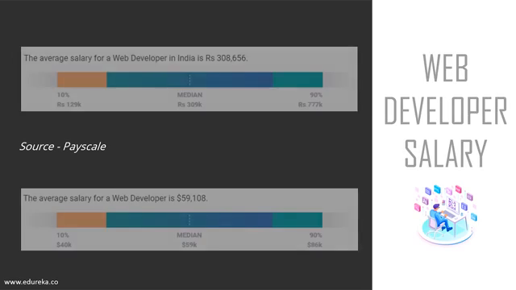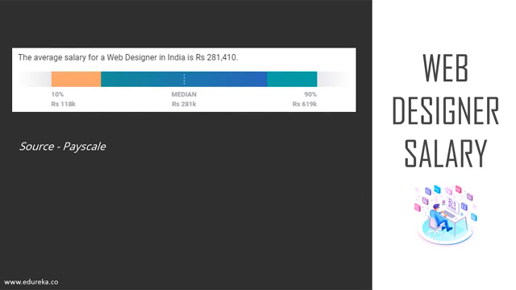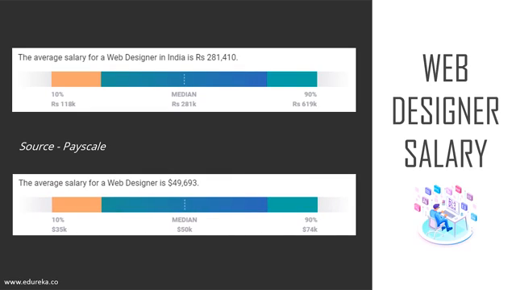Now, the average salary of a web designer in India is around 2,80,000 per annum, which is slightly less than a web developer. The same goes with the average salary of a web designer in the US, which is around $49,000 per annum. Even this is slightly less than the average salary of a web developer. So these were the salary comparisons of a web developer and a web designer. And I hope with this you have understood the various differences between these two roles. So even though they work for web development, the areas of a web developer and a web designer are completely different.